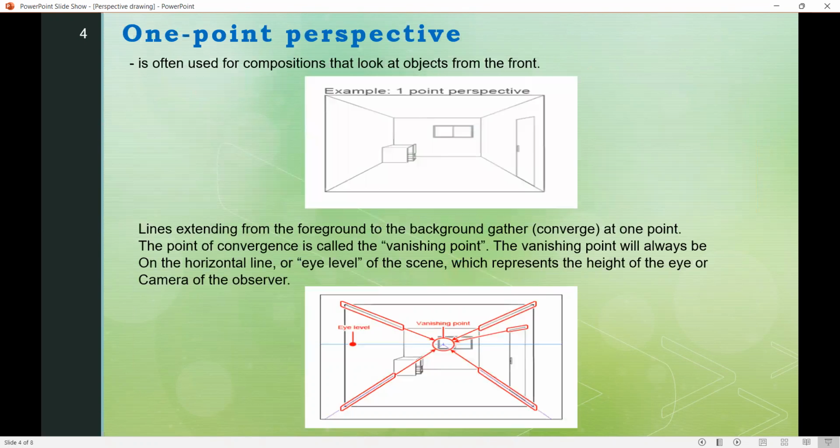So first is the one-point perspective. It's often used for compositions that look at an object in front from the front. Lines extending from the foreground to the background converge at one point. The point of convergence is called the vanishing point. The vanishing point will always be on the horizontal line or eye level of the scene, which represents the height of the eye or camera of the observer.